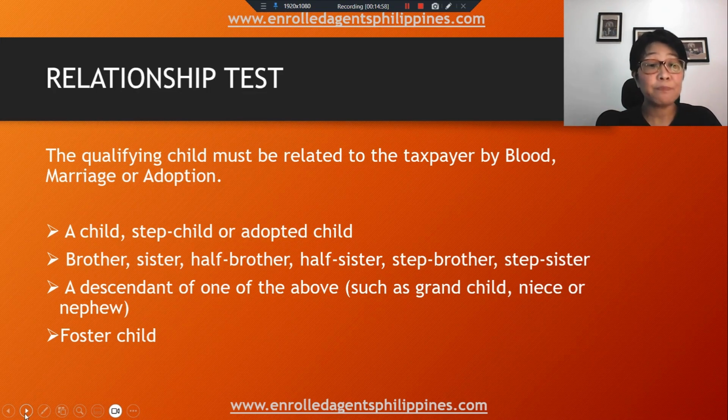Okay? And then, a descendant of one of the above, such as grandchild, niece, or nephew. So, kasama din yon. Pwede rin ma-consider as qualifying child. Foster child. Usually, may mga nilalagay ng government or ng mga foster agency sa family. Again, basta may proper paper. So, makukonsider din yung foster child as qualifying child. Okay? So, that's number 1, relationship test.